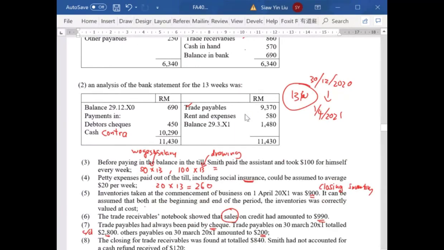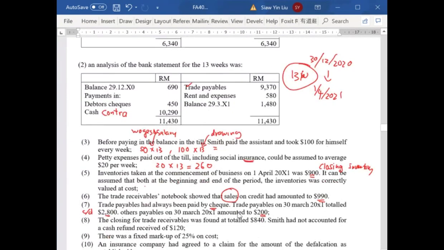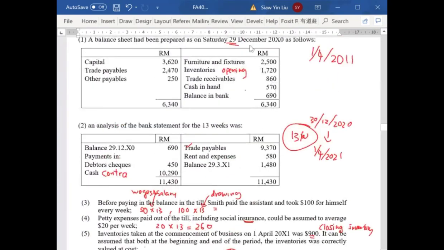Pay here, but if not in the bank statement, means you have paid by cash. So this one will open an account later on. I'll tell you what's going on. Key account is needed. Now the closing trade receivable, if you look at here, trade receivable opening is 860.